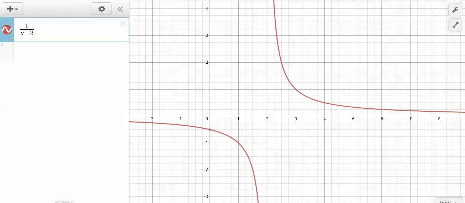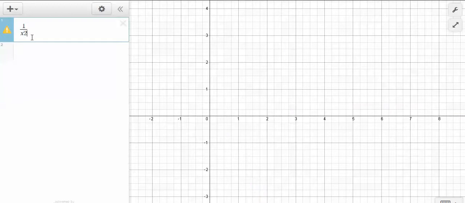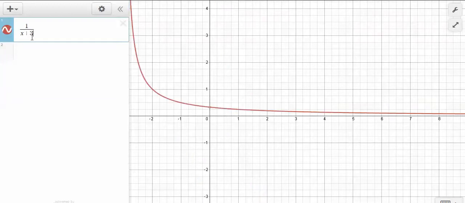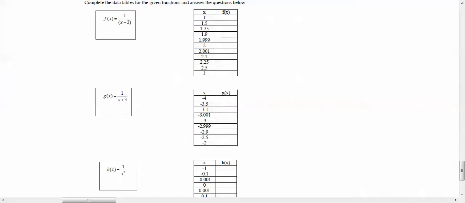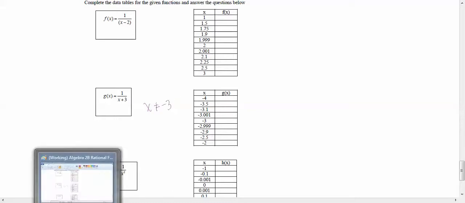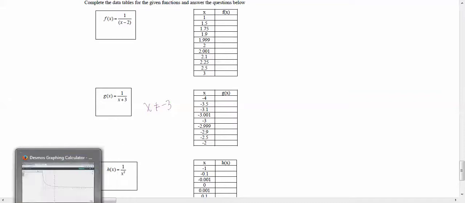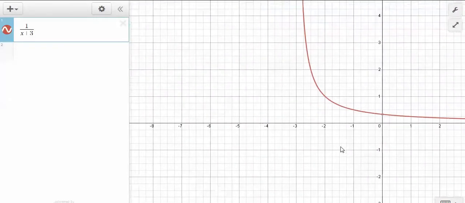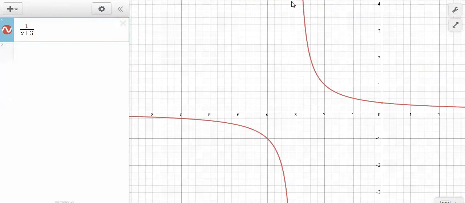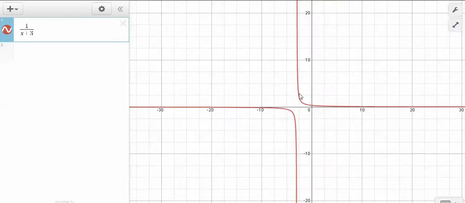If I were to put an x plus 3 over there, what do you think will happen? Well, your vertical asymptote will occur at x equals negative 3. So x cannot equal negative 3. Not only can it not equal negative 3, that's where a vertical asymptote is. So you can get close to negative 3, you just can't ever equal negative 3. And you can see that in the graph here. At x equals negative 3, you can see how it explodes vertically.